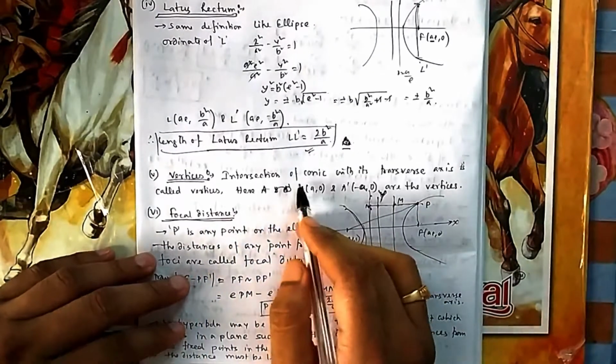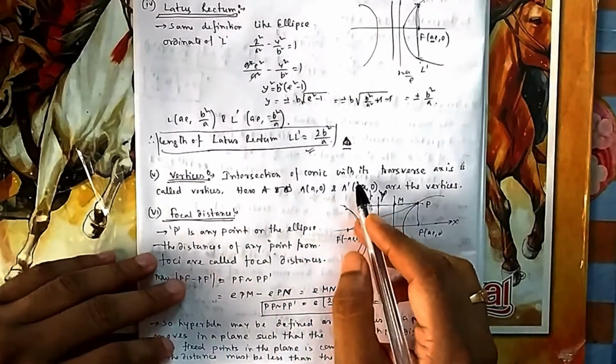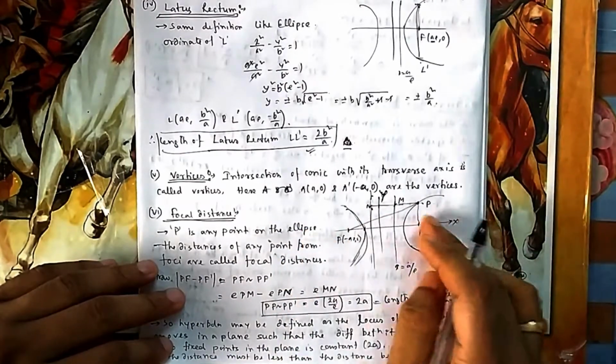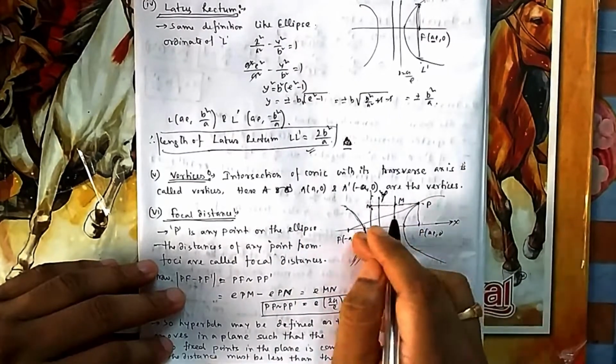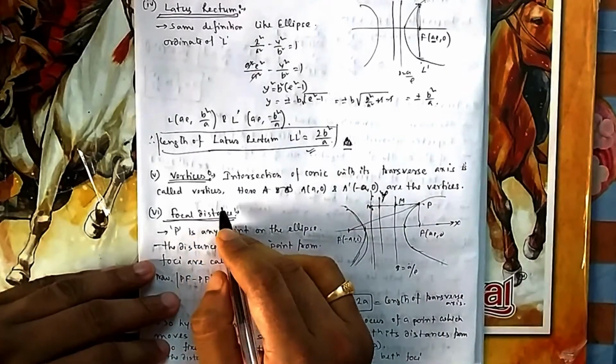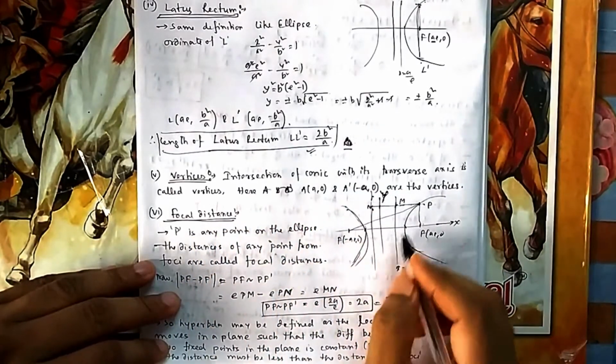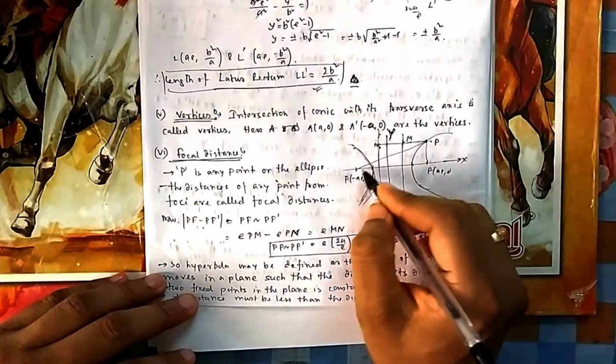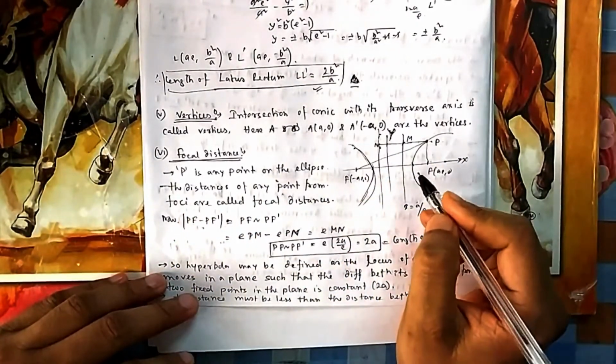What are the vertices? The intersection of the conic with the transverse axis, where it is cutting the transverse axis. The conic is intersecting at these two points, and these are called the vertices. Here they are A and A dash. What is the focal distance? Same. You take any point, and the distance from the two foci is the focal distance.